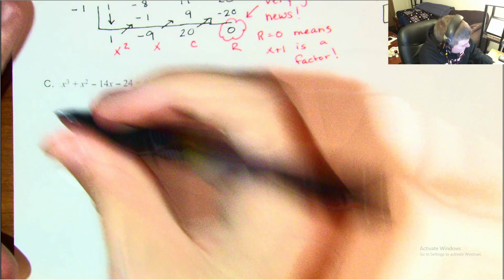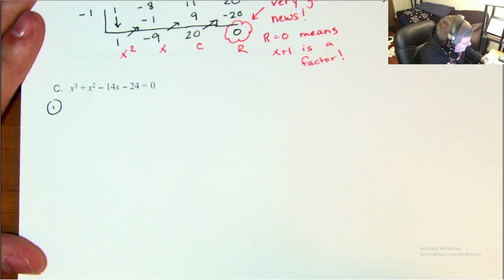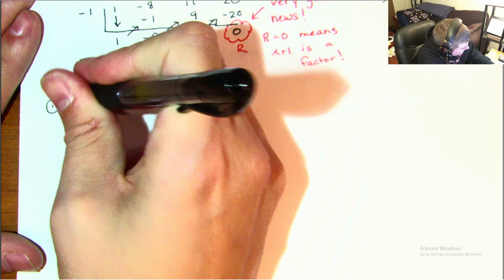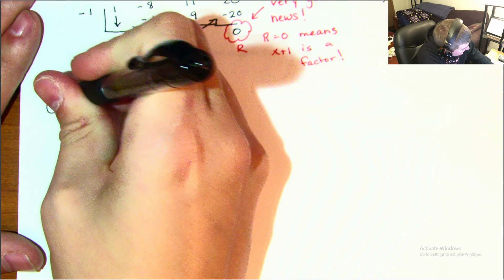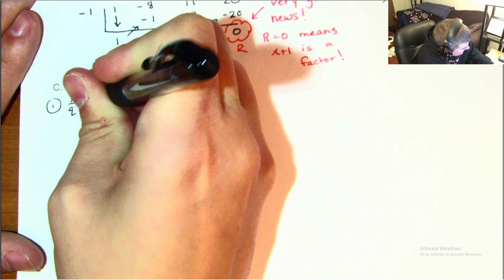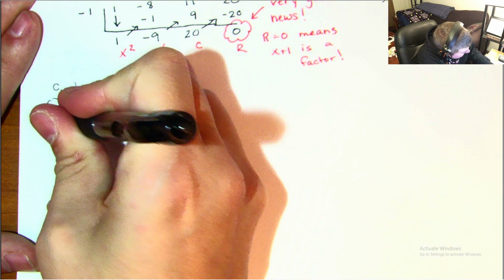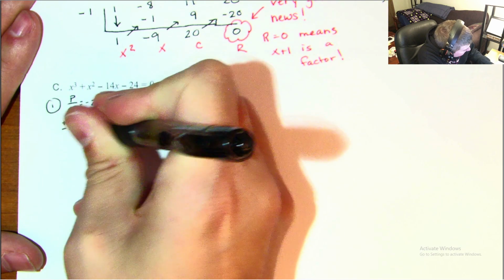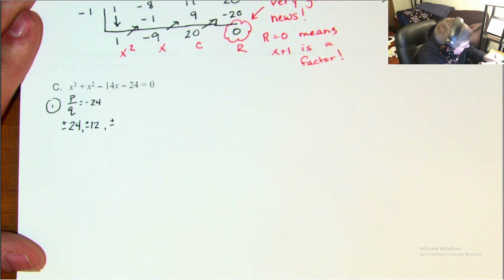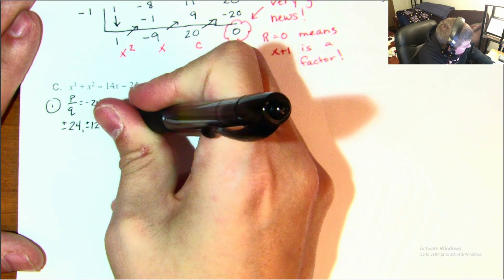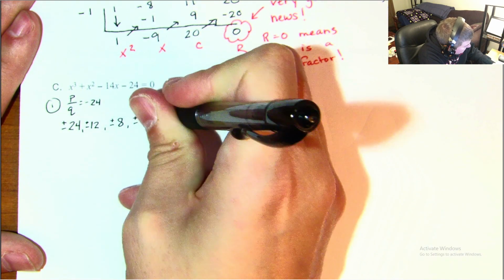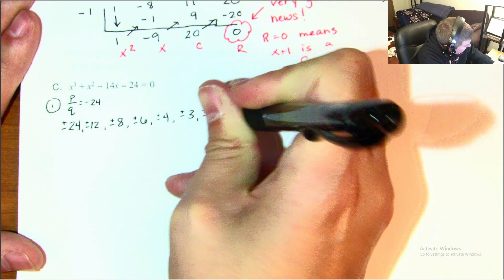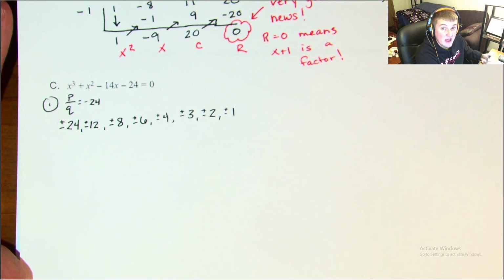So what are my possible roots? Well, last term divided by first term. My possible roots, P over Q, is negative 24. That means I could have positive or negative 24, 12, 8, 6, 4, 3, 2, 1. I have a lot of different factors.